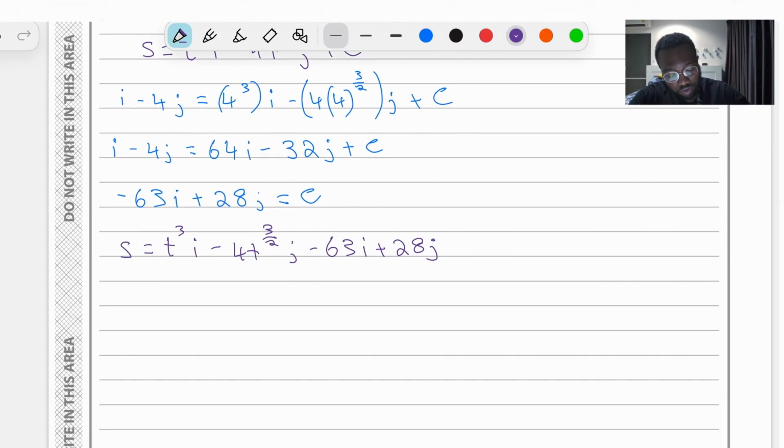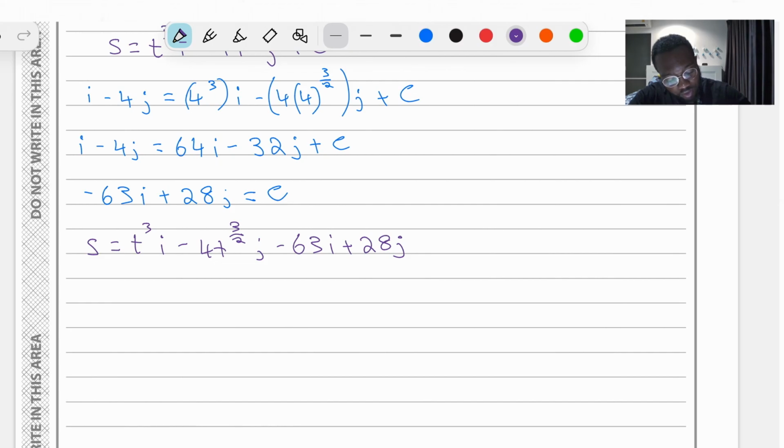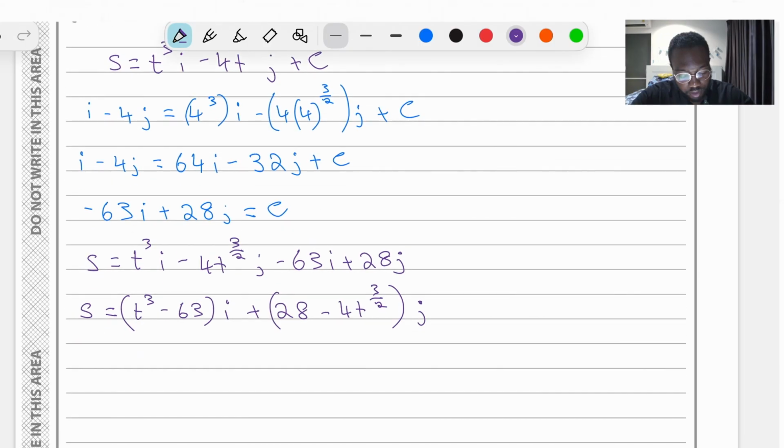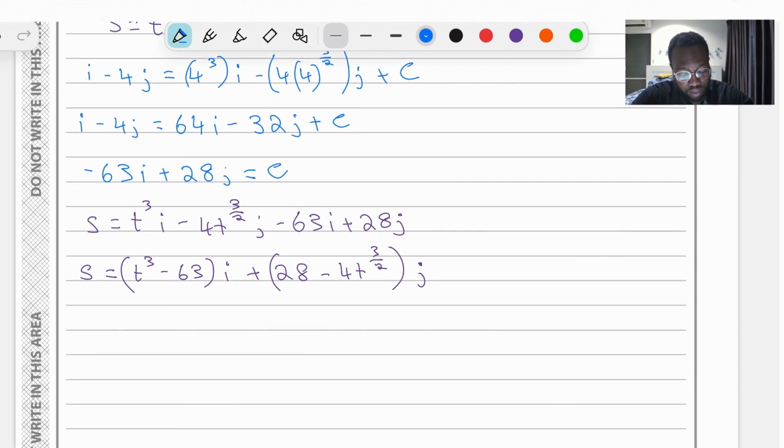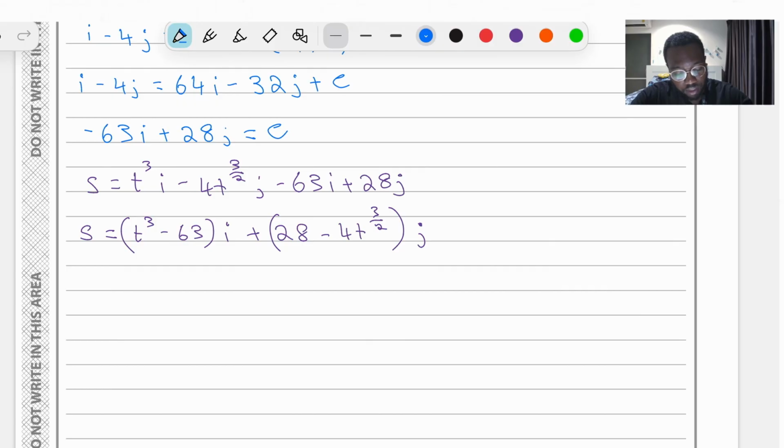And now let's just rearrange this so we can get all i's together and all j's together. So that's s is equal to t cubed minus 63 i, and then we would have 28 minus 4t to the 3 over 2 j. Okay, so now that we've done that, in the question they want us to work out the position vector of p at time t is equal to 1 second. So now we can just substitute 1 in for t, and that will give us our answer.